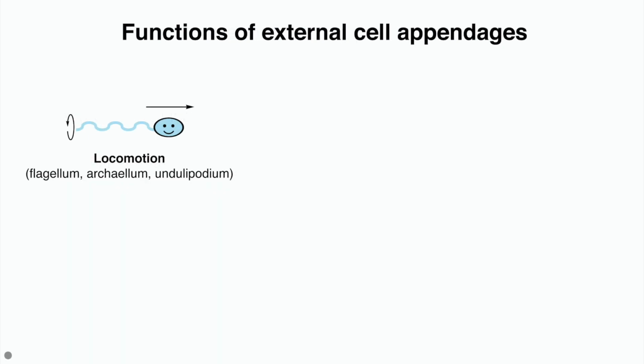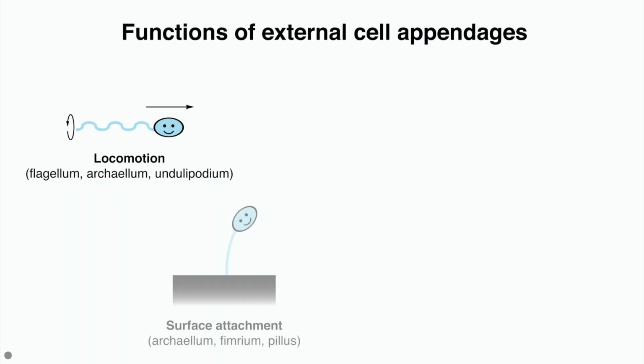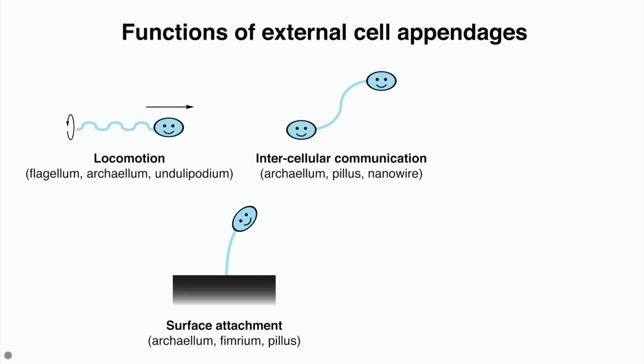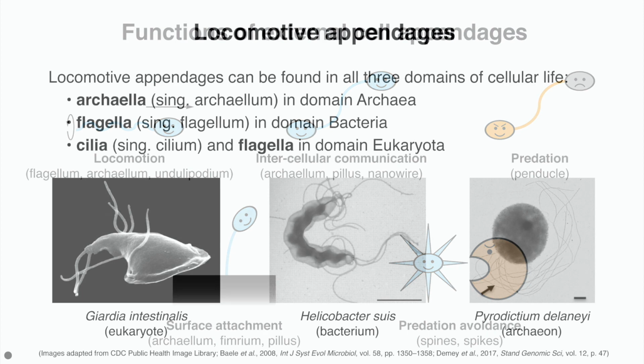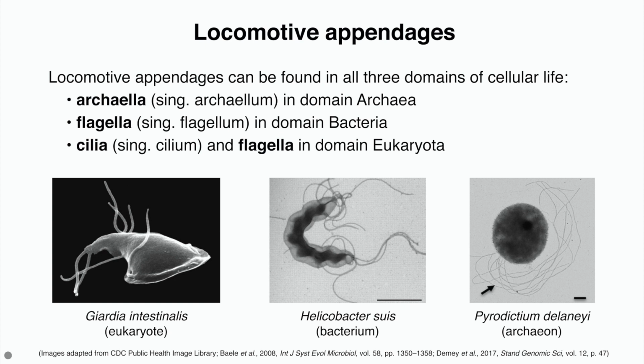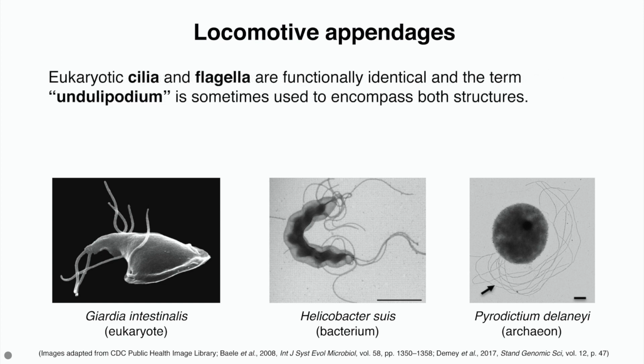Functions of external cell appendages include locomotion, surface attachment, communication between cells, avoiding predators, and predation of other microorganisms. Locomotive appendages can be found in all three domains of cellular life: archaea in domain archaea, flagella in domain bacteria, cilia and flagella in domain eukaryota. Eukaryotic cilia and flagella are functionally identical, and the term undulipodium is sometimes used to encompass both structures.